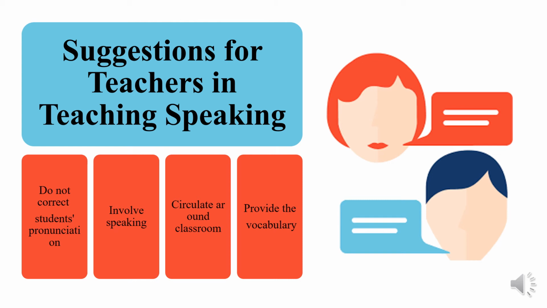And the seventh suggestion: circulate around the classroom to ensure that students are on the right track. Okay, so don't stand in front of your students and speak. Try to take a tour in your class.